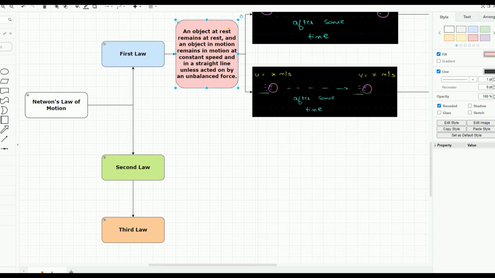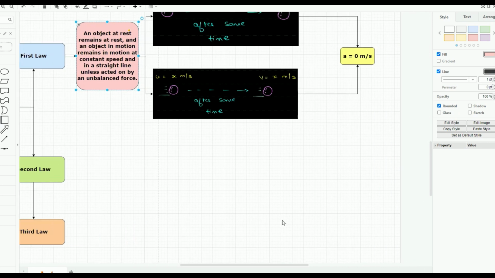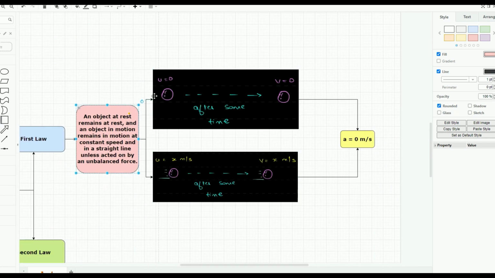I have a diagram for you guys to explain that. If an object is at rest, that is u is 0, even after some time, it will continue to be at rest. We see this day to day. If you keep a pen over there, it will stay there. Say it was already moving and there is no unbalanced force acting on it. Even after some time, the velocity will not decrease.